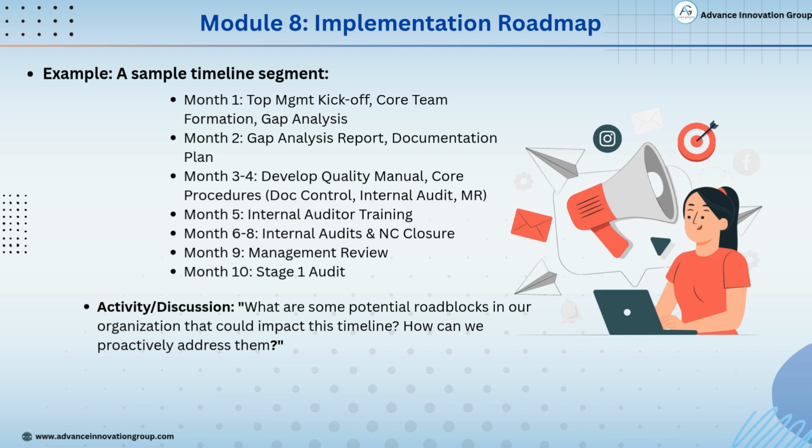Months 6 to 8. Conduct internal audits, identify nonconformities, and work on NC closure. Month 9. Conduct the management review meeting, a crucial step before external audit. Month 10. Finally, we are ready for the Stage 1 audit.